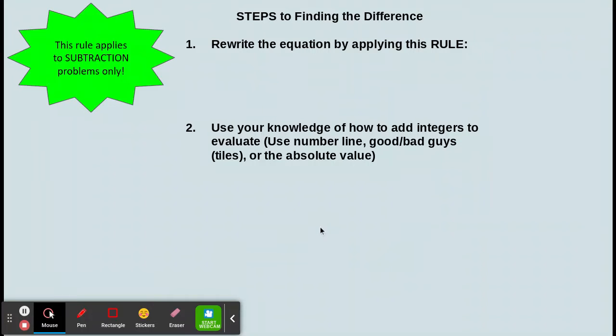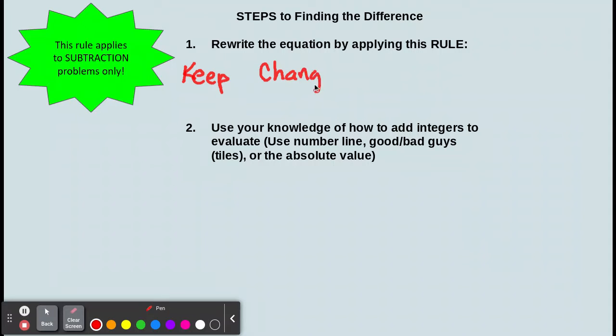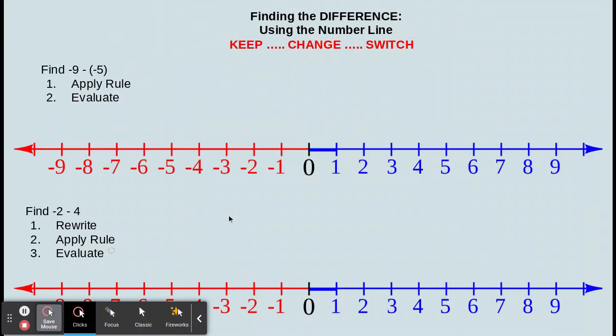When we subtract integers, the first thing we need to do is apply a rule. And this applies to subtraction problems only. And this rule is keep, change, switch. Keep, change, switch. Once we rewrite the equation by applying this rule, then we can use our knowledge of how to add integers to evaluate the problem. All right, so let's try a few examples.